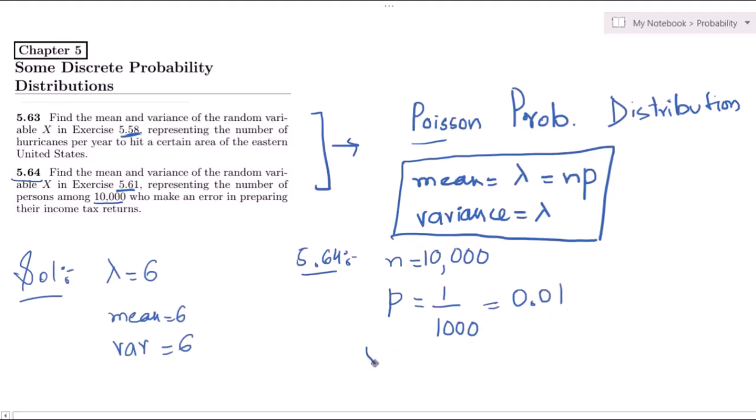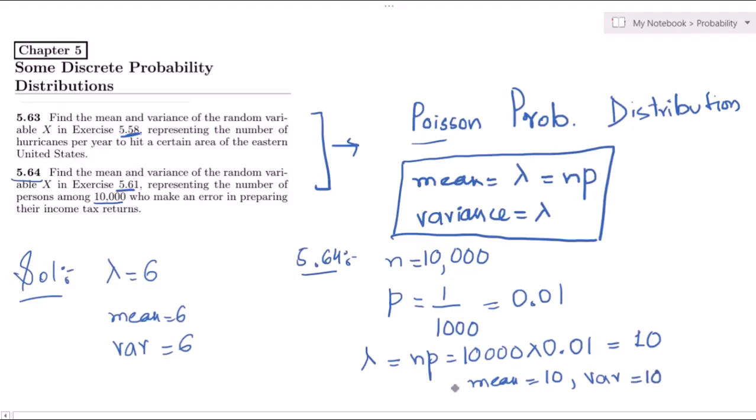From it we can very clearly find out the value of lambda, which is np. Let me multiply them. So 10,000 multiplied by 0.01 is equal to 10, which is also found in that question as well. So the value of lambda is known, therefore the value of mean is also 10 and the value of variance is also 10. This is the case in terms of question 5.64.